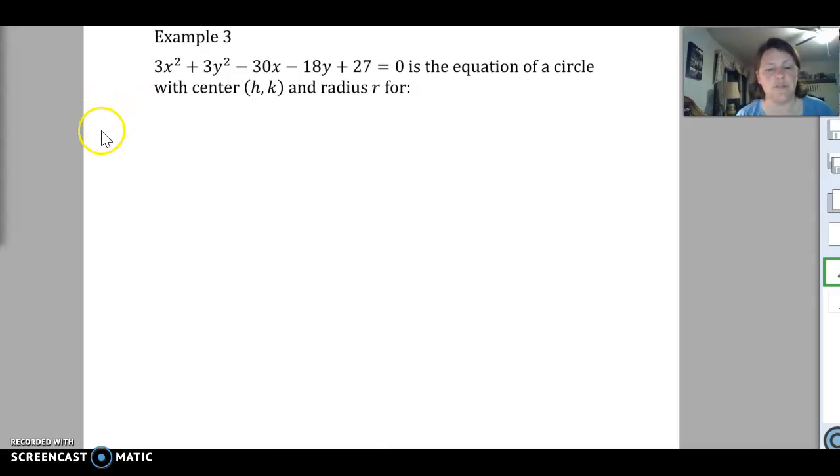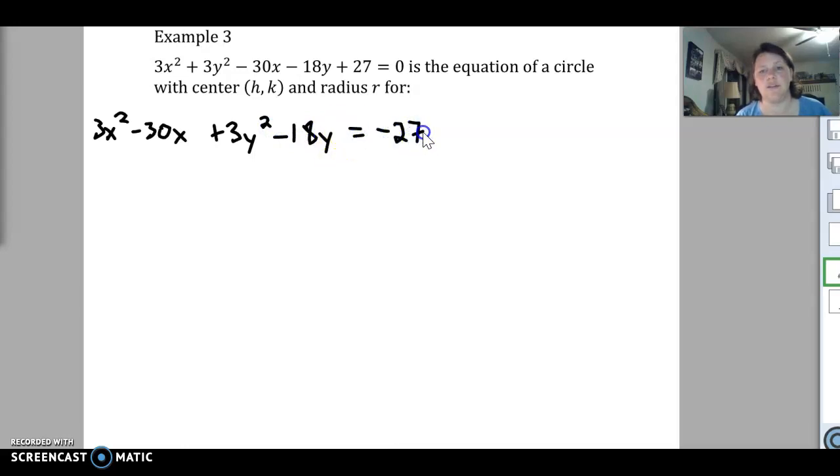So let's first of all organize, rewrite our data, put everything in descending order, group our variables together, and get our constants on that right hand side. So we have 3x squared minus 30x. So our x's are together. Now let's get our y's together. 3y squared minus 18y. And then the constant we want on the right hand side. So subtract that 27 from both sides.